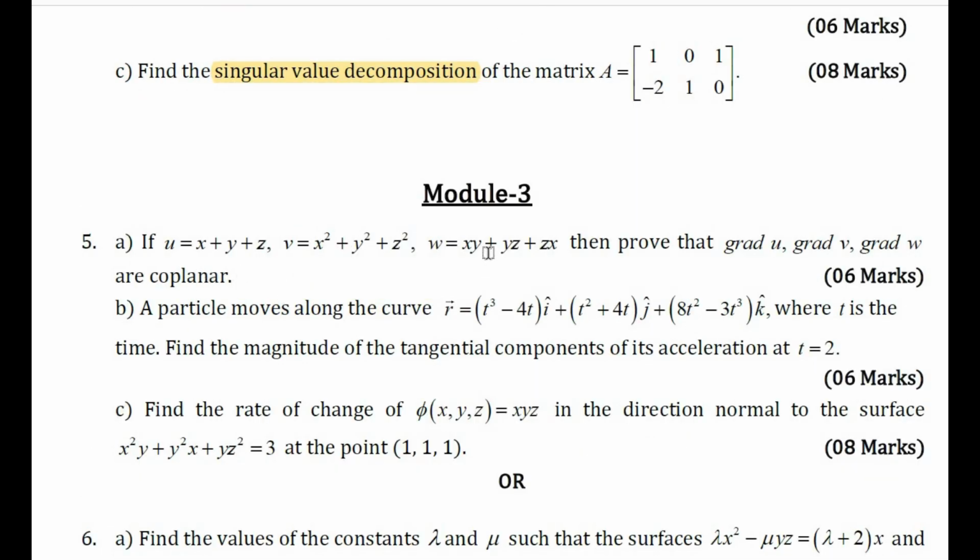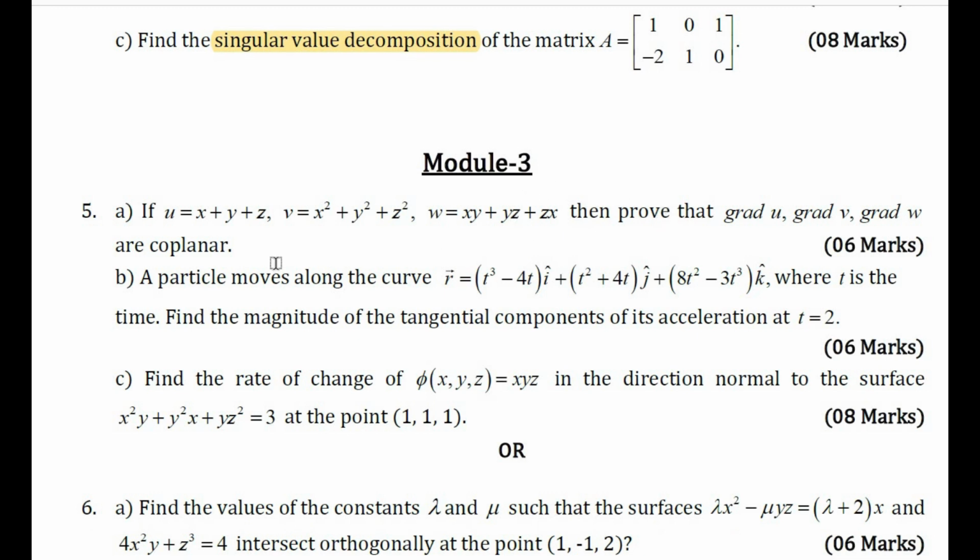This module is on vector calculus. We have standard problems here. Given u, v, w, you are required to find grad u, grad v, grad w, and show that these three are coplanar. Next, a particle moves along the curve for the given vector r. We are required to find the magnitude of the tangential component of its acceleration at t equal to 2.